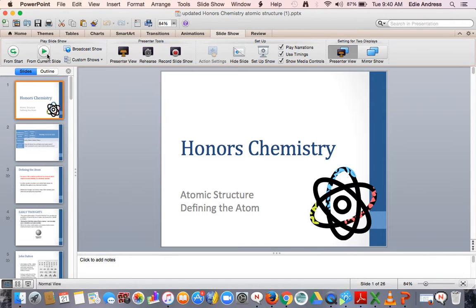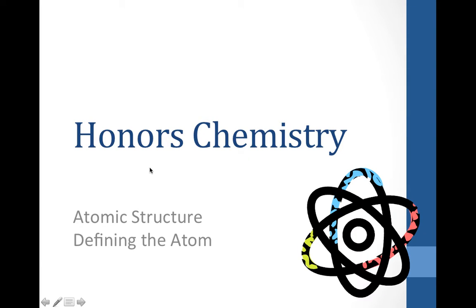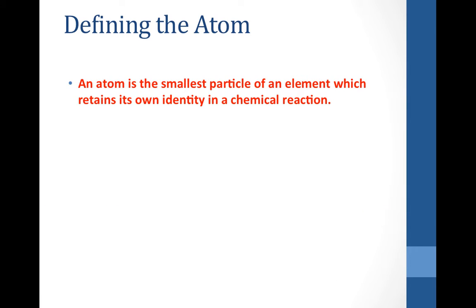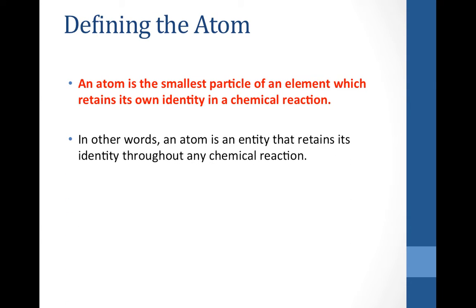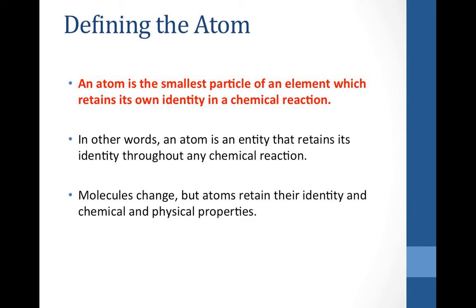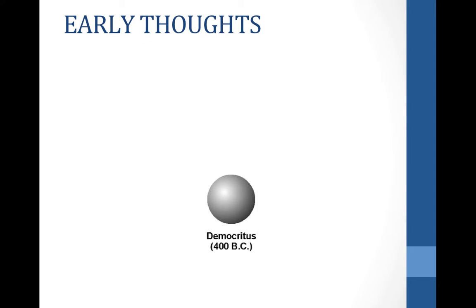The atomic structure, or defining the atom. An atom is the smallest particle of an element which retains its own identity in a chemical reaction. In other words, an atom is an entity that retains its identity throughout any chemical reaction. Molecules change, but atoms retain their identity and chemical and physical properties.